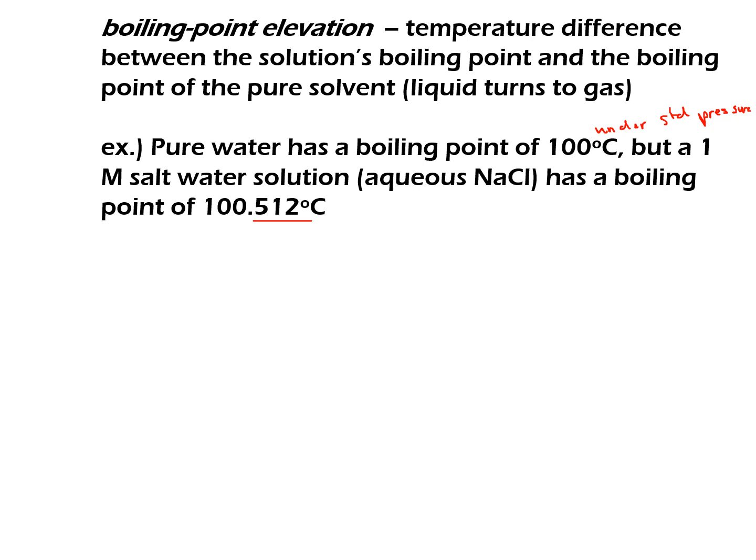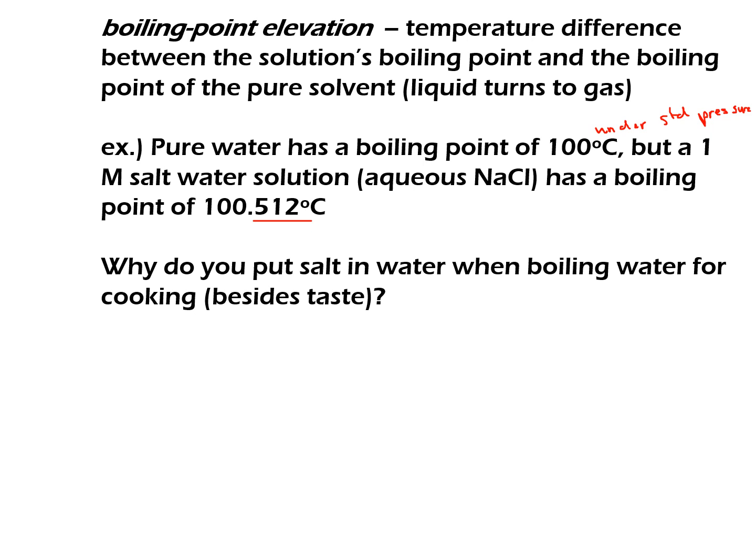So then the big question is, why would you put salt in water when you're boiling water for cooking? Besides taste, I want you to think about that for a second based on what we just talked about. What do you use boiling water for when you cook? To make pasta, or rice, or something like that, where you have to have boiling water and you put the noodles or the rice in the water while it's boiling, and that softens up the rice or the pasta so you can eat it. So that's what we use the boiling water for.